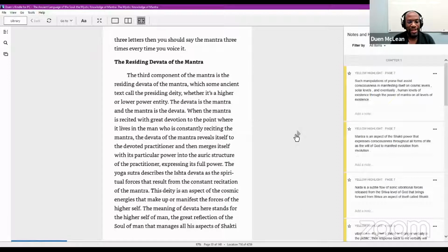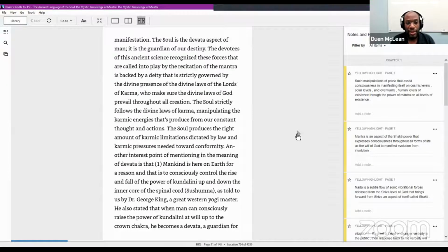This deity is an aspect of the cosmic energies that make up or manifest the forces of the higher self. The meaning of devata here stands for the higher self of man, the great reflection of the soul of man that manages all his aspects of Shakti manifestation. The soul is the devata aspect of man. It is the guardian of our destiny.